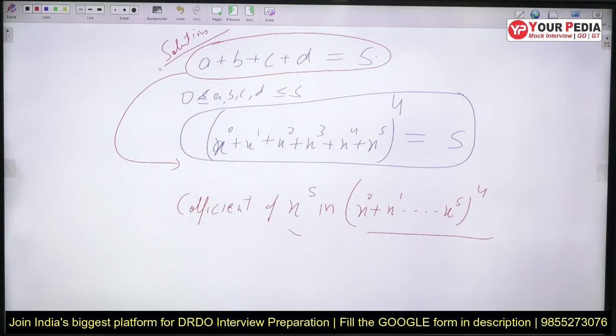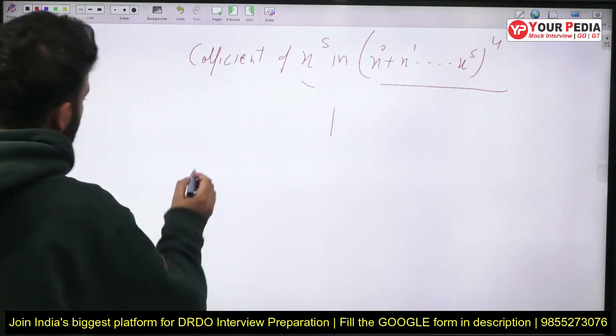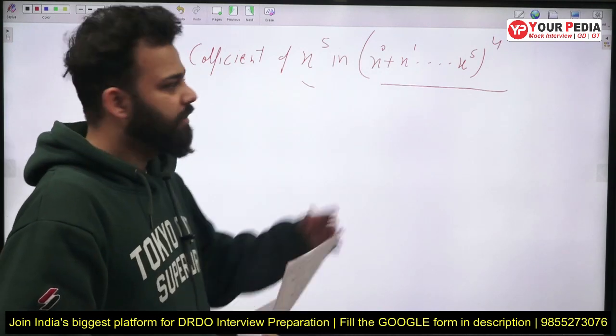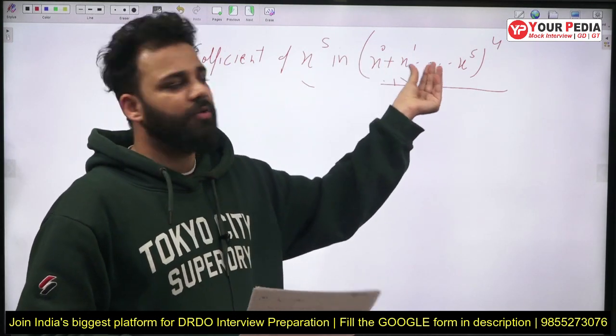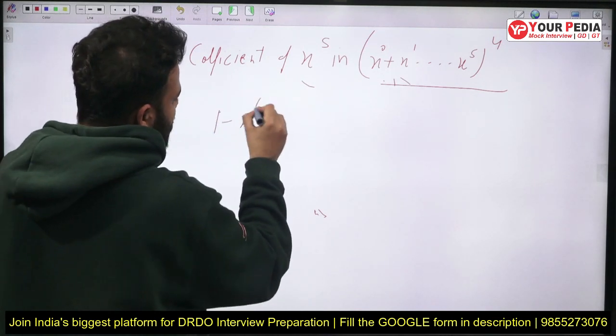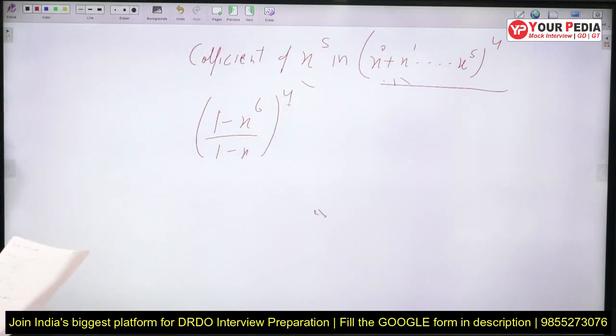And if you want to solve this further, we can also do that. Just expand this; it is a GP, x raised to power 0 plus x raised to power 1 up to x raised to power 5. So the sum of this GP will be nothing but (1 minus x^6) divided by (1 minus x), all raised to power 4.